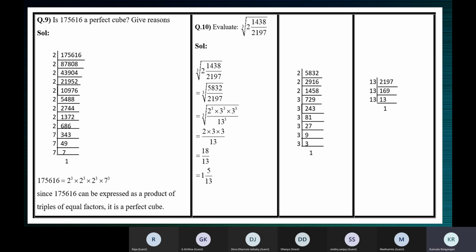Wherever possible, use a test of divisibility. It ends with an odd number, so it's not divisible by 2. The sum of the digits is not a multiple of 3, so it's not divisible by 3. You must use the test of divisibility, what we have learned down in 4th or 5th standard. It doesn't end with 0 or 5, so it cannot be divisible by 5. Like that, use a test of divisibility wherever possible.